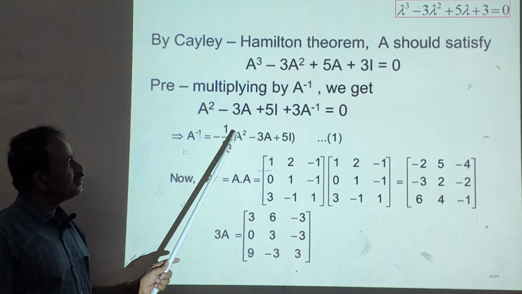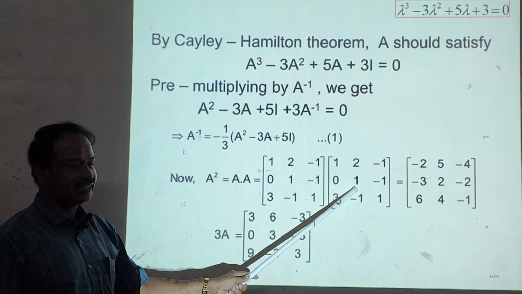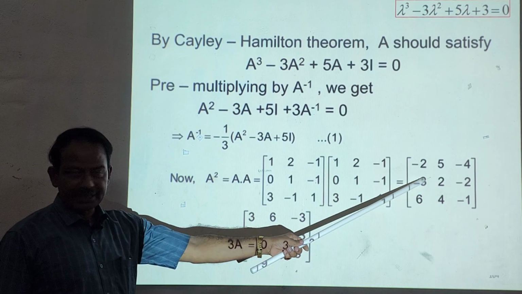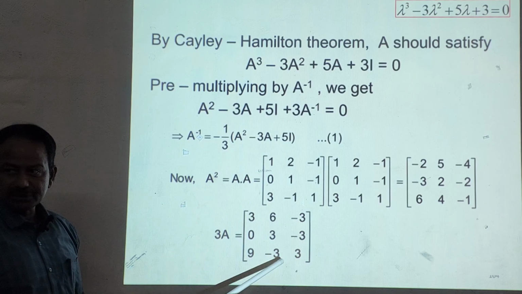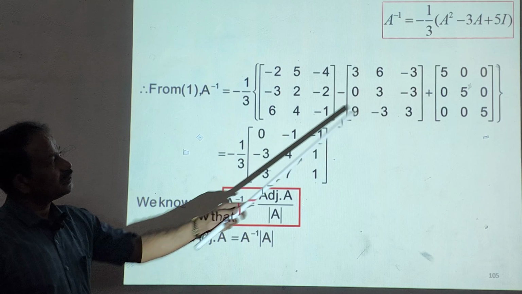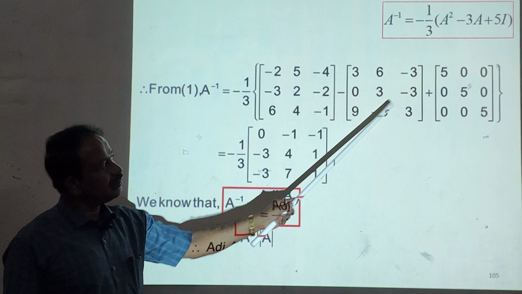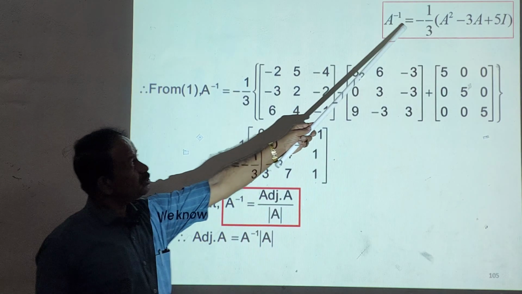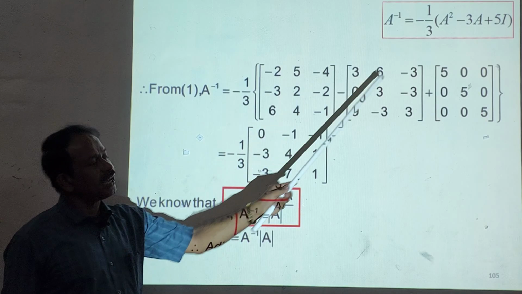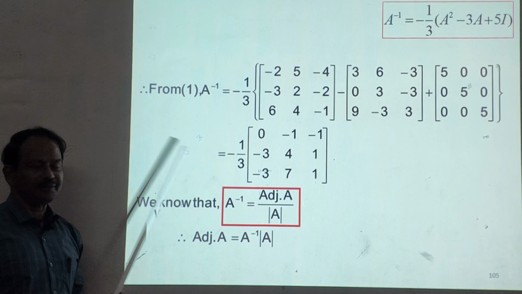So you have an A square term there, so you have to find out A square first. A is multiplied by A, matrix multiplication will give you this. So we have found out now A square, and 3A is 3 times of A. Okay, and the last one is 5I. So you have now A square minus 3A plus 5I, times minus 1 by 3. So just add all those things and it will give you this. So minus 1 by 3 of that will be your A inverse.